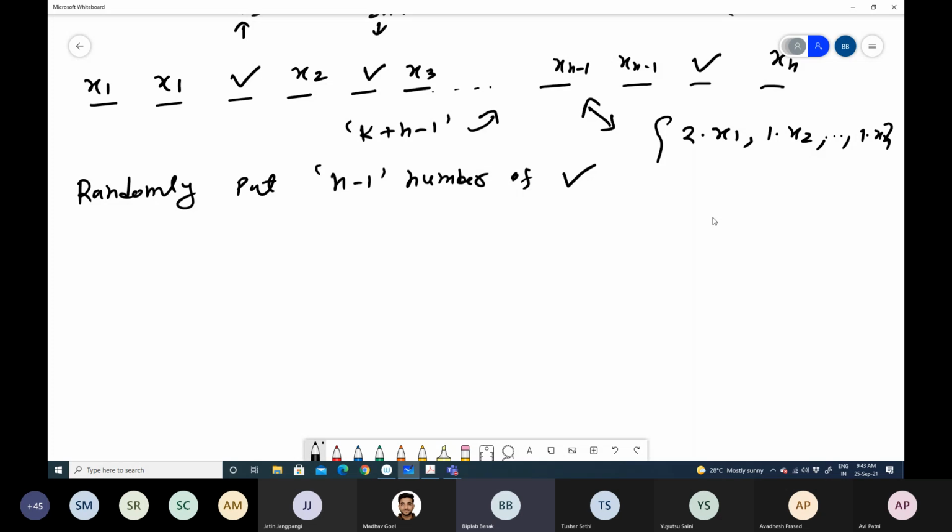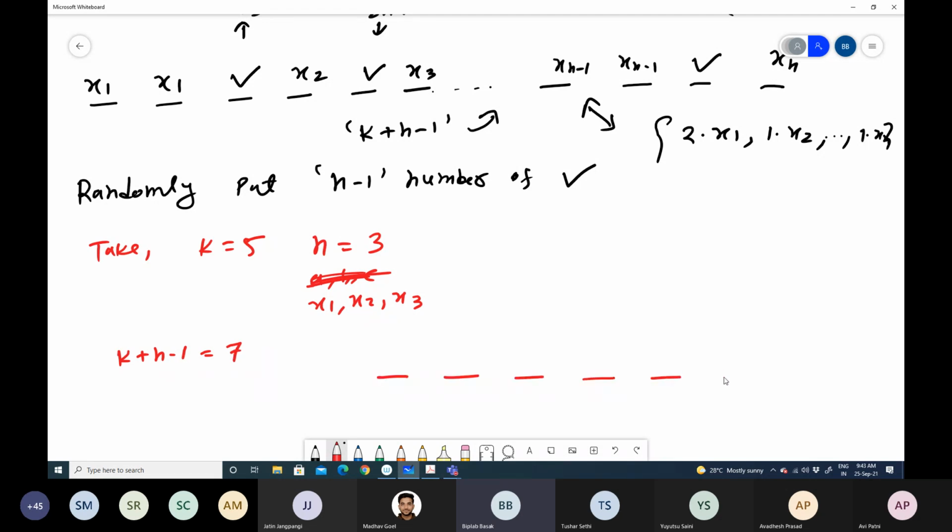So we can see another example. Take a simple one, say k equal to 5. That is, we are interested in finding a set of size 5. Say n is 3. So we have only, say, a, b, c, or better to write x1, x2, x3. How many spaces will we take first? Blank spaces: k plus n minus 1. So that is 7 spaces we will take: 1, 2, 3, 4, 5, 6, 7.